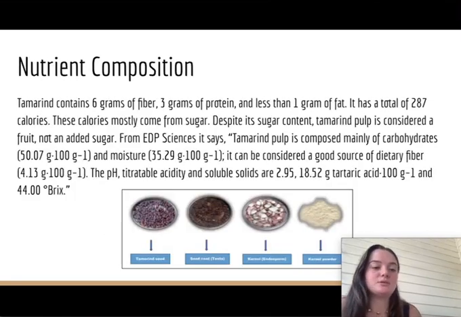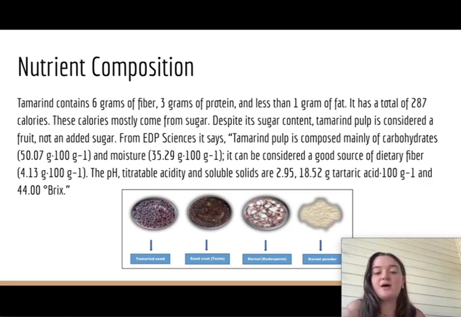So, nutrient composition. Tamarind contains 6 grams of fiber, 3 grams of protein, and less than 1 gram of fat. It has a total of 287 calories. These calories mostly come from sugar. Despite its sugar content, tamarind pulp is considered a fruit and not an added sugar. From EDP Sciences, it says tamarind pulp is composed mainly of carbohydrates and moisture. It can also be considered a good source of dietary fiber.